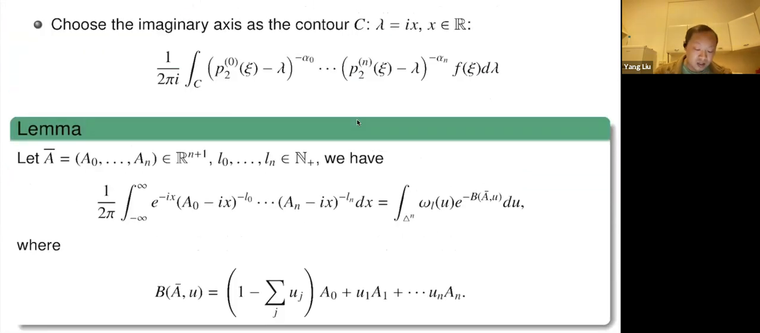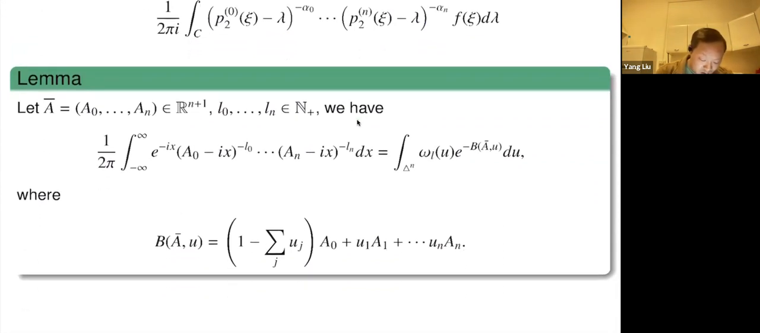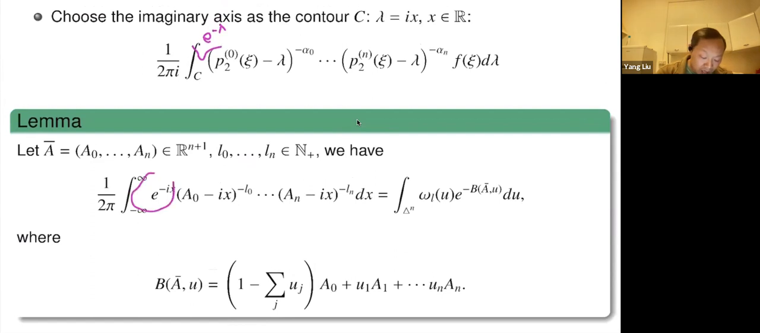And then the next step is how to deal with this contour integral. In the commutative case, you only have one term, which is simply an exponential. So there is an e to the minus lambda here. So if we have only one term, it's simply an exponential.